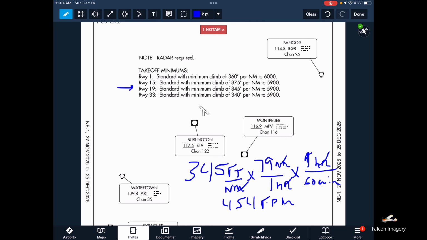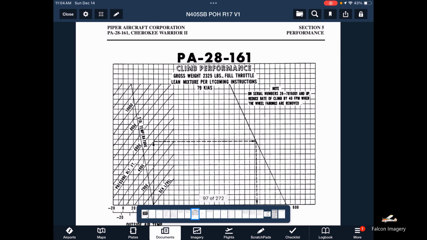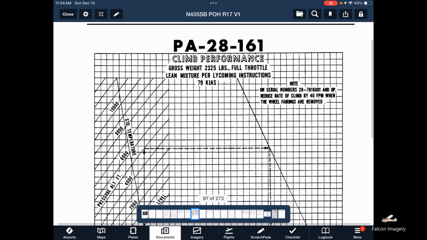You might ask, where did that 79 come from? Well, we'll go over and take a look now at the climb performance characteristics for this aircraft. And you will see for this PA-28-161, it's using a climb rate of 79, which is VY for this aircraft, best rate of climb at max gross weight. And I'm going to assume for the moment my indicated airspeed is my ground speed. We're going to assume basically no winds.